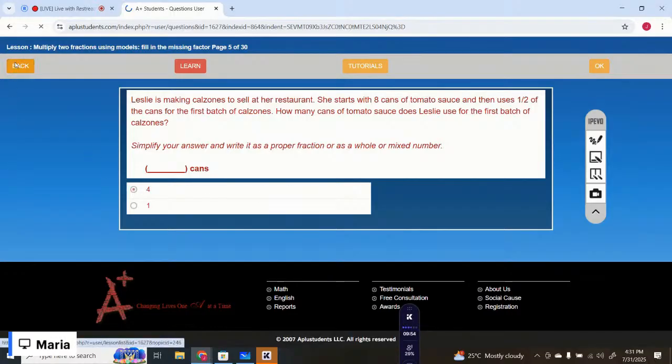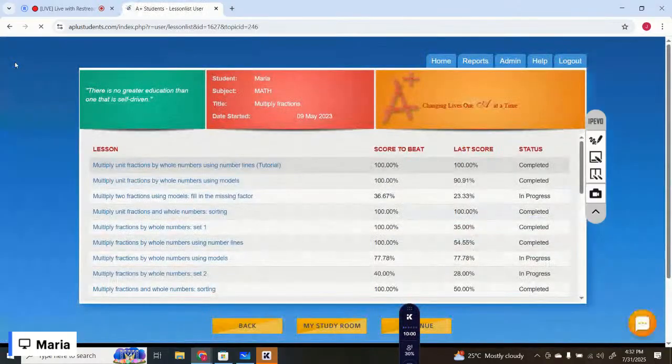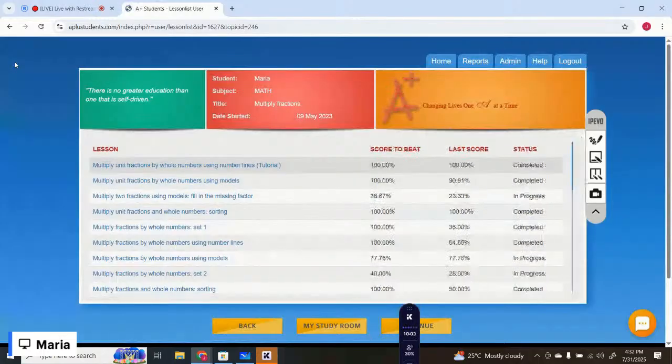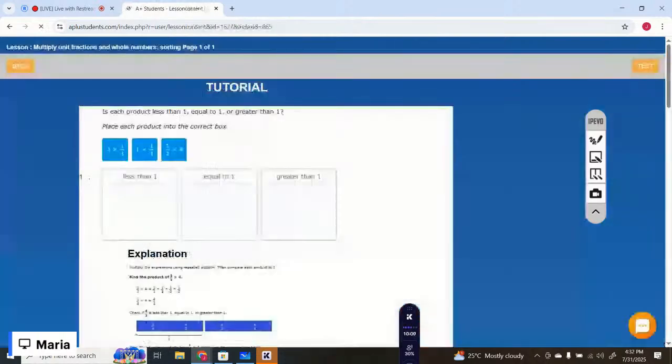Okay, you can complete the lesson by yourself later today. Let me just move on to the next lesson. And the next lesson is multiply unit fractions and whole numbers sorting.